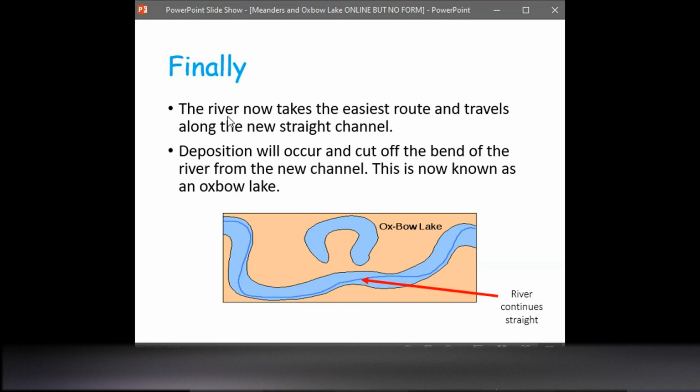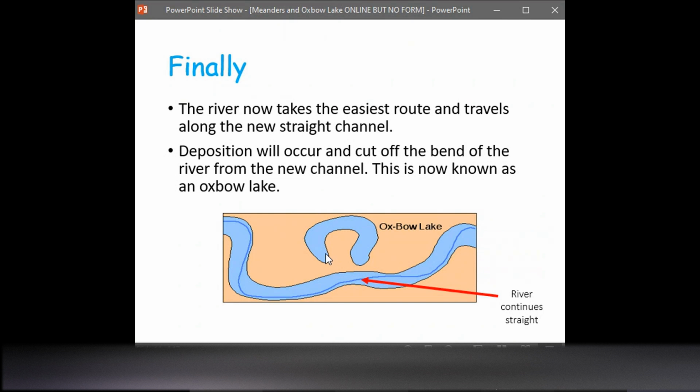And then the final step of this is the river now starts to take the easiest route. So it travels along this new channel, like I mentioned, and it starts to deposit bits of mud and sand and rocks on the outside here where it used to flow through. So it cuts off that bit of water, the old meander, completely, and that little bit of water that's left behind is called an Oxbow lake.